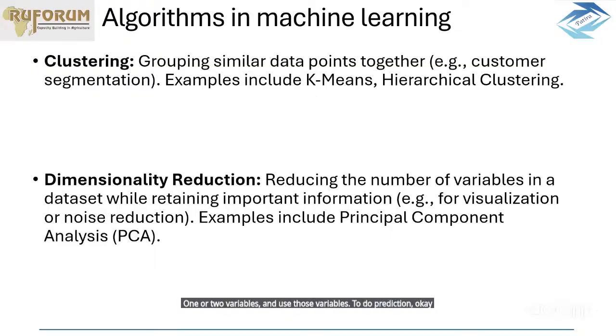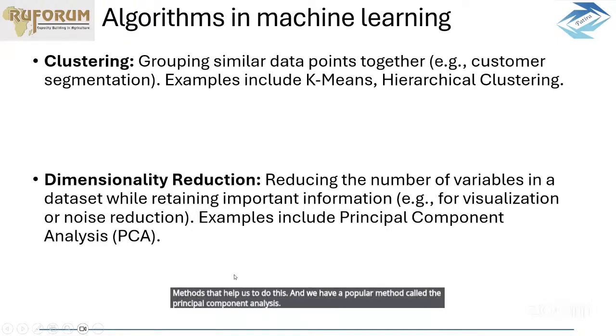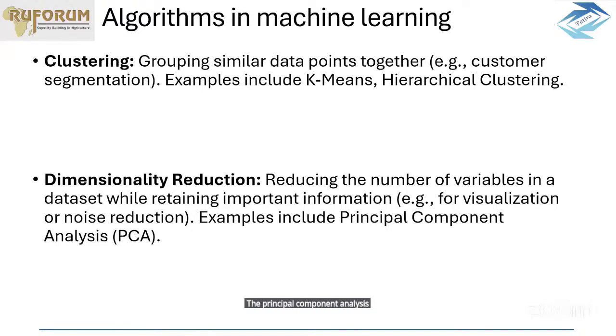Okay, so there are a number of methods that help us to do this, and we have a popular method called the principal component analysis. The principal component analysis is a dimensionality reduction method. It helps us to condense information when we have a lot of information so that we can quickly visualize and quickly extract information from large data sets. Okay?